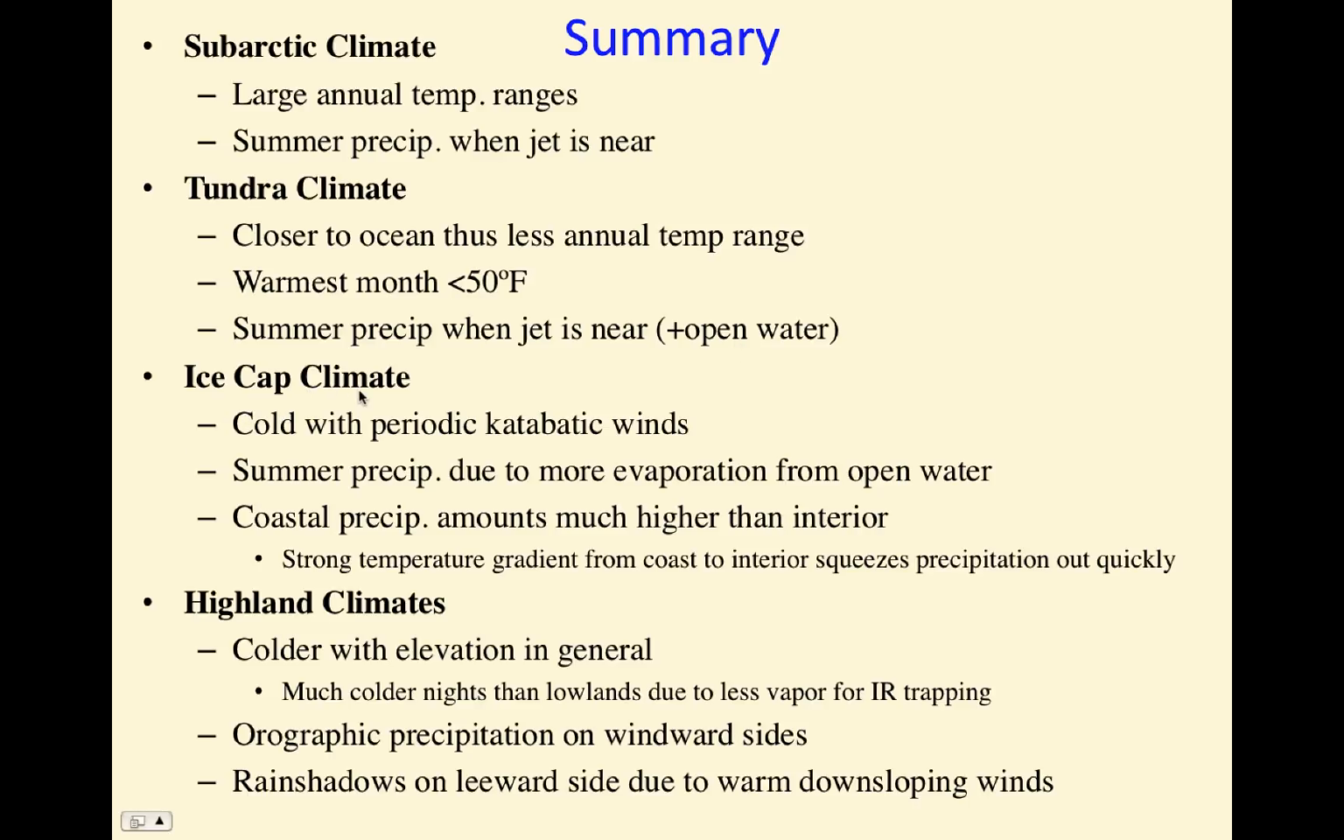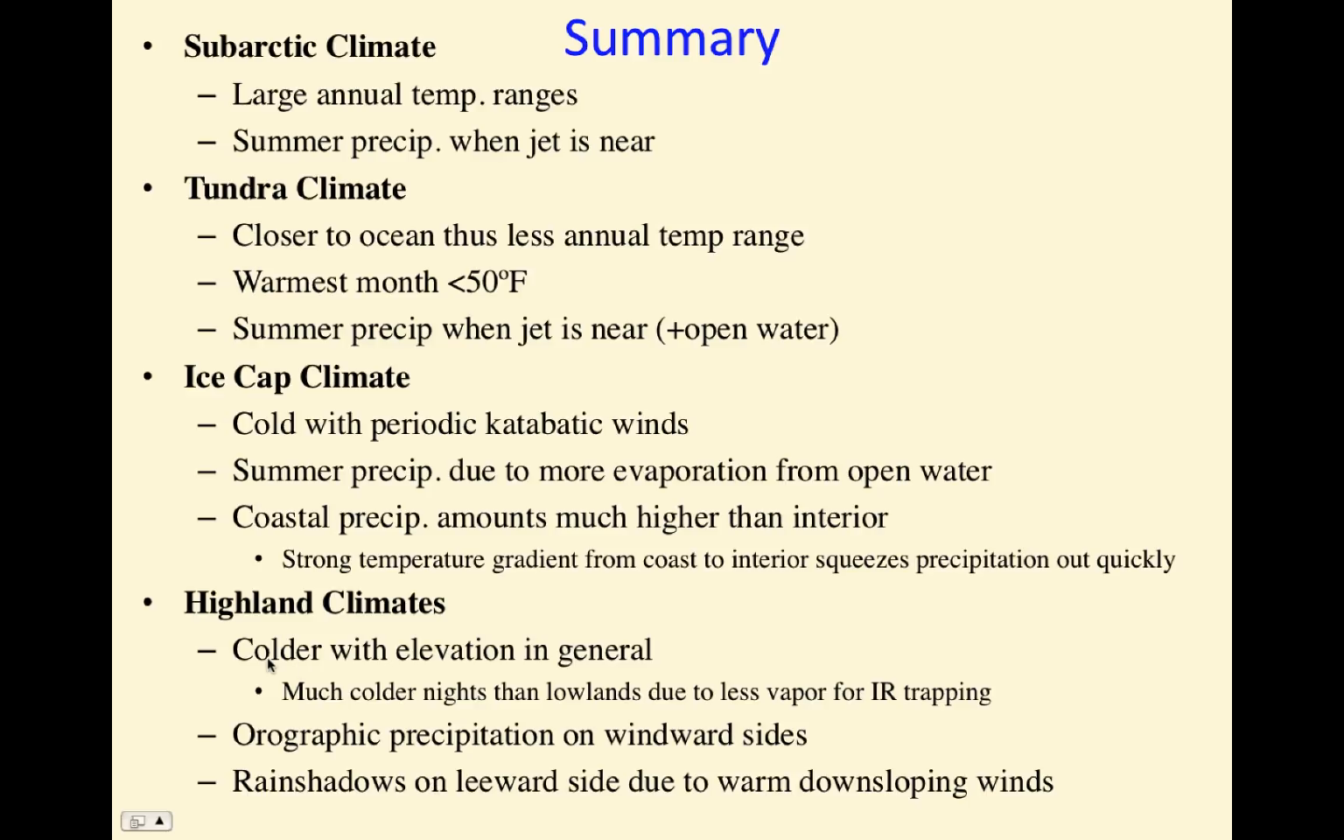Then we got into the ice cap climates. Continuing cold places, obviously, with periodic katabatic winds. We found that coastal precipitation amounts are much higher than the interior. The strong temperature gradient from the coast to the interior just squeezes out the precipitation so quickly. By the time you get into temperatures that are minus 80, minus 100 Fahrenheit, the saturation vapor pressure is so low, you really can't support much vapor at those temperatures.